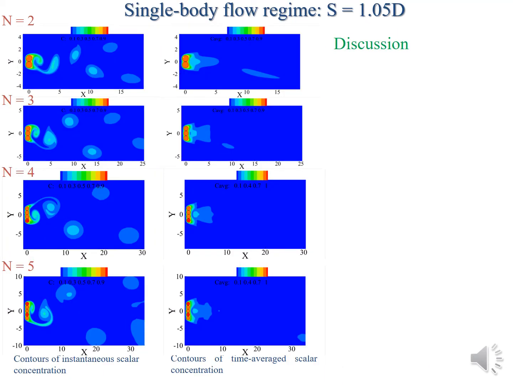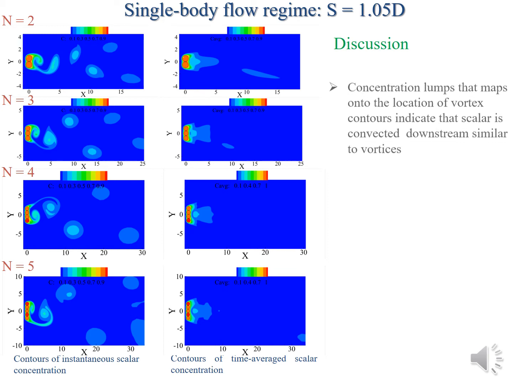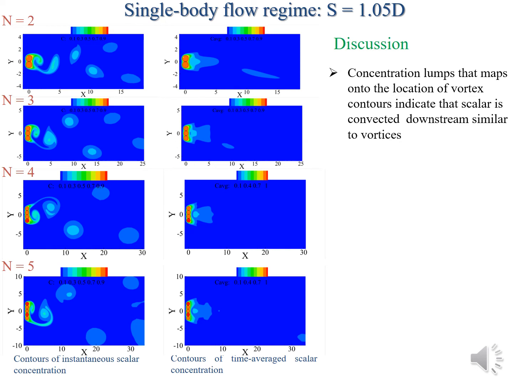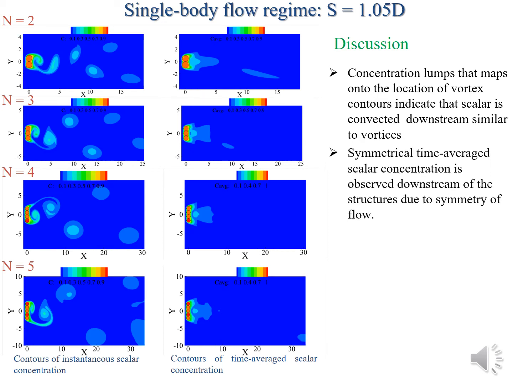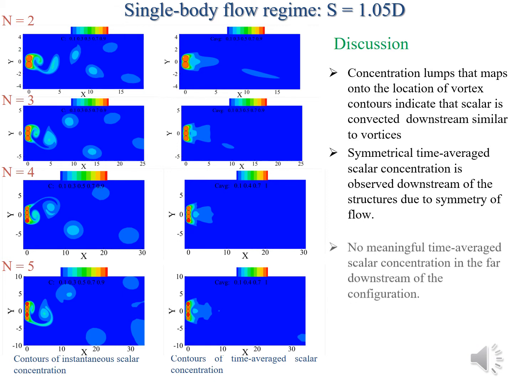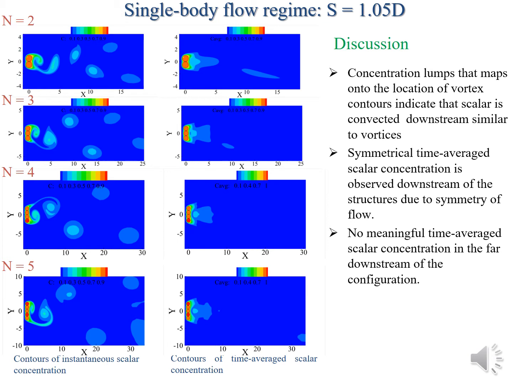Let's look at the mass transfer characteristic of these regimes. So for a single body regime, we can find that the concentration lumps are convected in a similar manner as the vortices. So we can say the mode of mass transfer here is convection, because we have concentration lumps that map directly onto the shedding of the vortices. And we actually find a very good symmetry. If we look at the time average scalar concentration, we find a very symmetric wake, symmetric in both the upper and lower side of the computational domain, I mean.